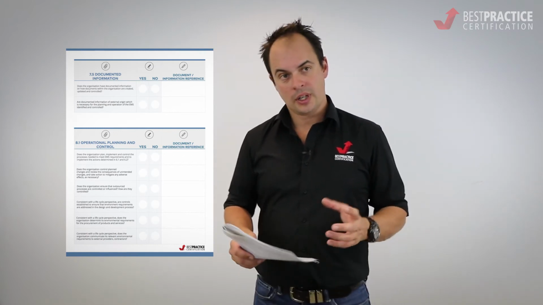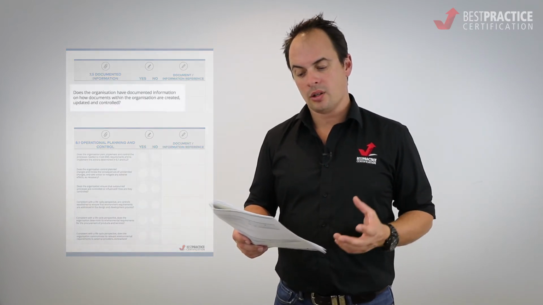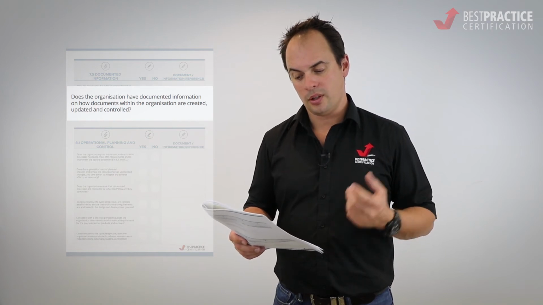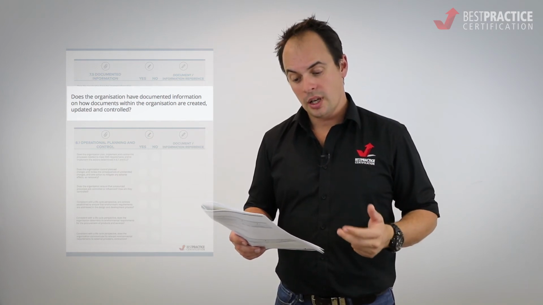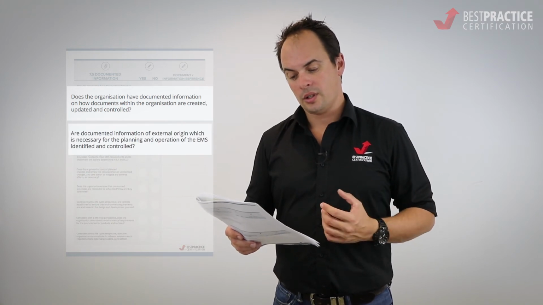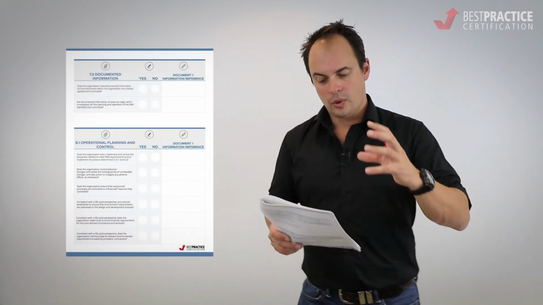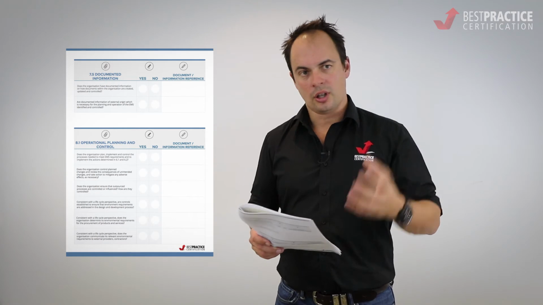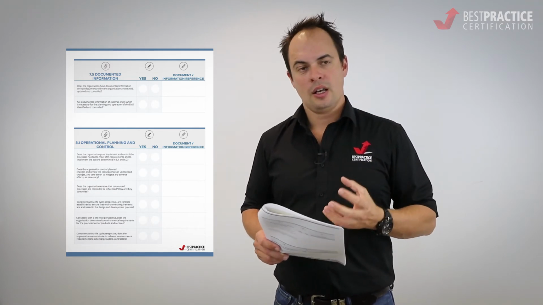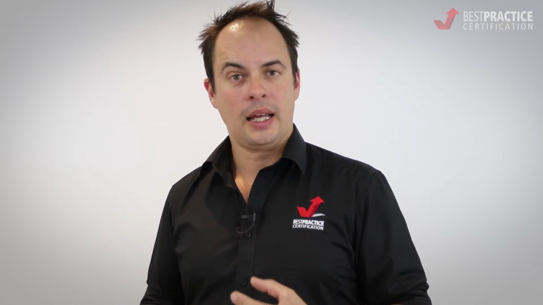And just to finish off section 7 of the standard, we're talking about, does the organisation have documented information on how documents within the organisation are created, updated and controlled, and are documented information of external origin which is necessary for planning and operation of the EMS identified and controlled. And that's really, the requirement for document control and document management has been lightened in this standard, and it is really simply about having the information that you need captured or in a place, and it could just be a link or a bookmark in your browser, so that you've got access and your people have access to the information that they need when they need it to do their job and to maintain things in business as usual circumstances and emergency situations.